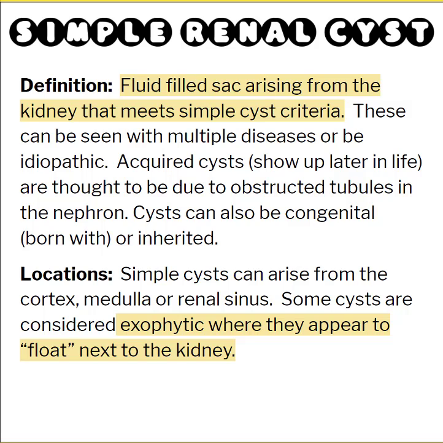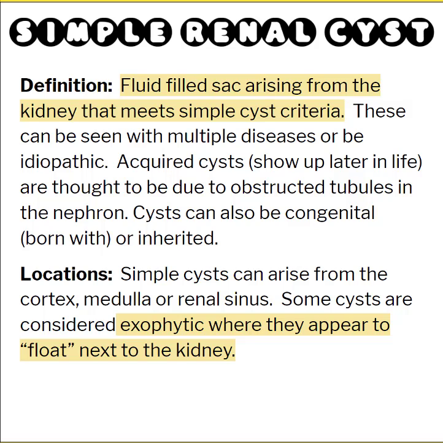We can see these with multiple diseases, as we're going to talk about shortly, or they can just arise, which means they're idiopathic. Acquired cysts, which are typically going to show up later in life, are thought to be due to obstructed tubules within the nephron. We can also be born with cysts, or we can inherit cysts.